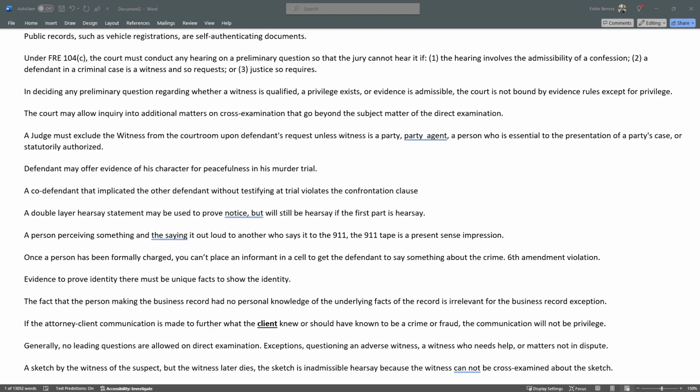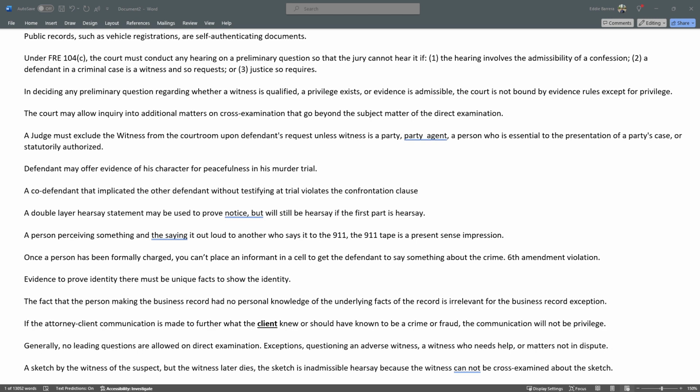The court may allow inquiry into additional matters on cross-examination that go beyond the subject matter of the direct examination. A judge must exclude the witness from the courtroom upon defendant's request unless the witness is a party agent, a person who is essential to the presentation of a party's case, or statutorily authorized. Defendant may offer evidence of his character for peacefulness in his murder trial.